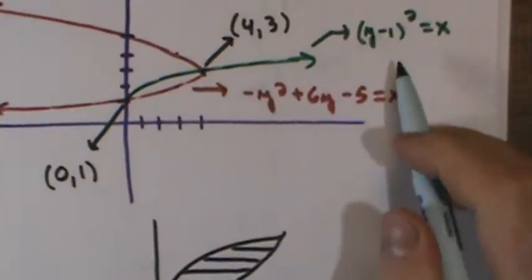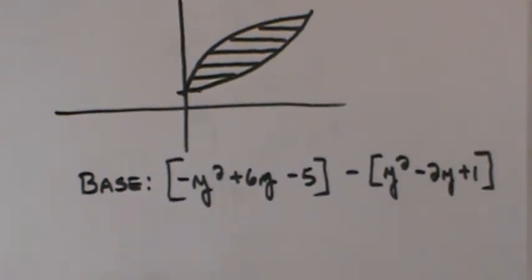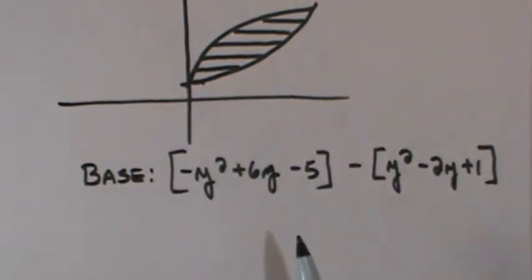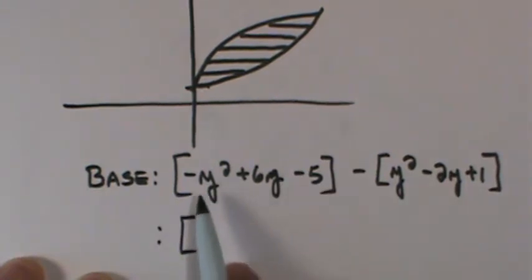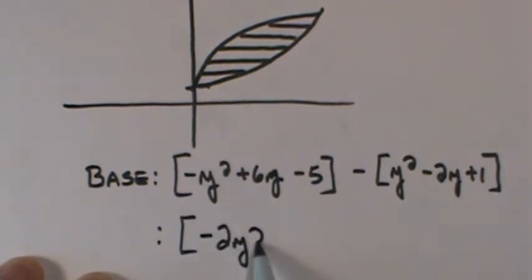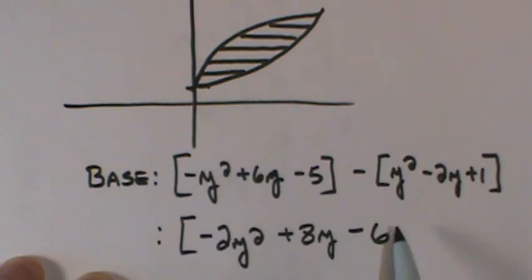So I'm going to go ahead and square that. I can do that in my head. That would be y squared minus 2y plus 1. And you see, really, this is the most challenging part of the problem. I've got to be able to simplify this. So I'm going to take this to be my base. If I have negative y squared minus a y squared, that's negative 2y squared. 6y minus negative 2y would be plus 2y. 6y plus 2y is 8y. And negative 5 minus 1 would be negative 6.